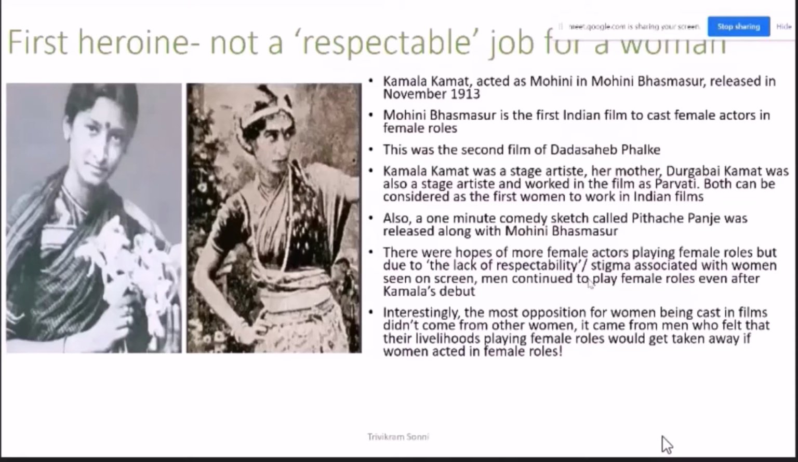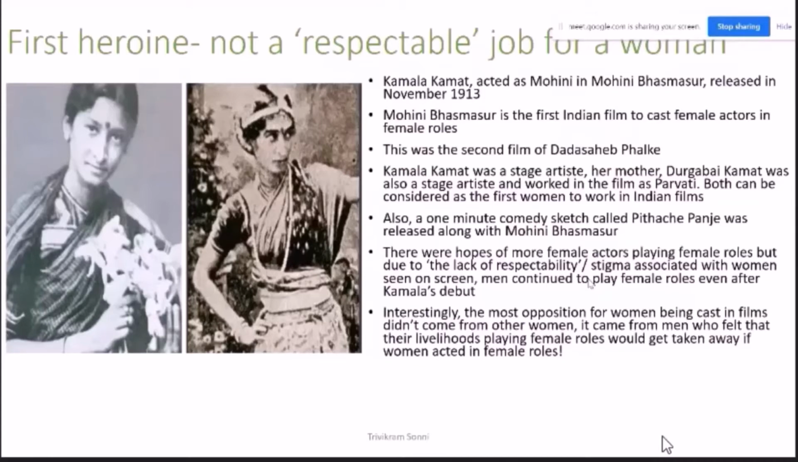And the situation so happened that she had to get separated from her husband. Now, in those days, a Brahmin woman being separated from her husband was frowned upon by everybody in society in general.